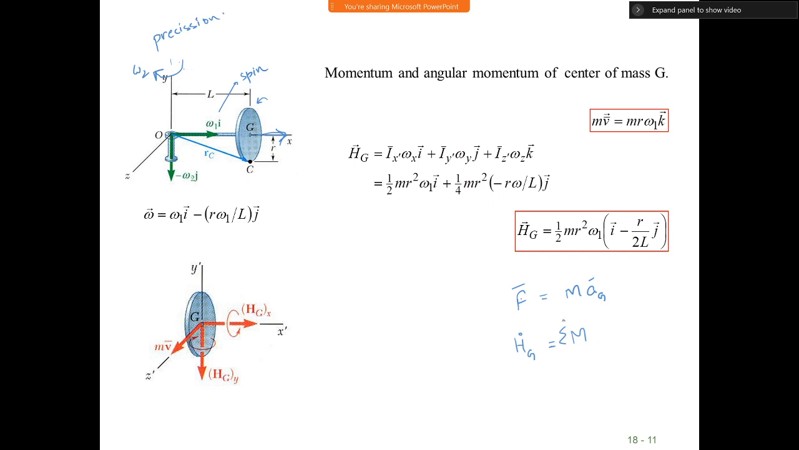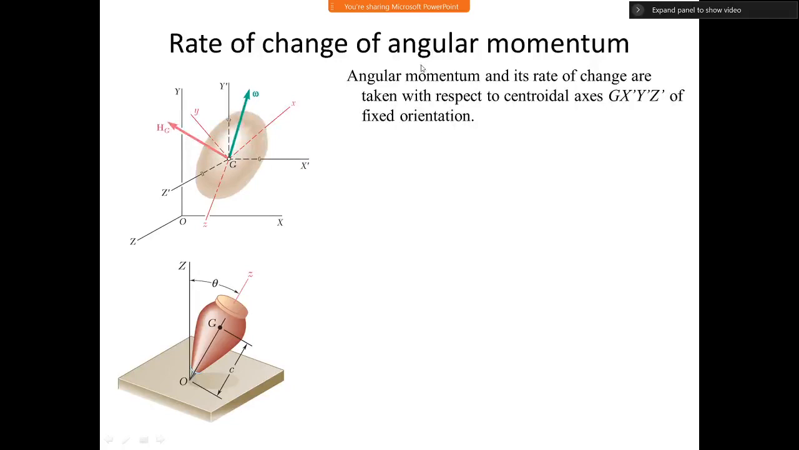So this equation will take a more full-fledged form here, and to do that we have to calculate the rate of change of angular momentum. So far we know how to write H, but now we have to calculate its rate of change. To find the rate of change of angular momentum, we would prefer an axis like x prime, y prime, z prime, which is attached to the center of mass and which may be rotating with some angular velocity.